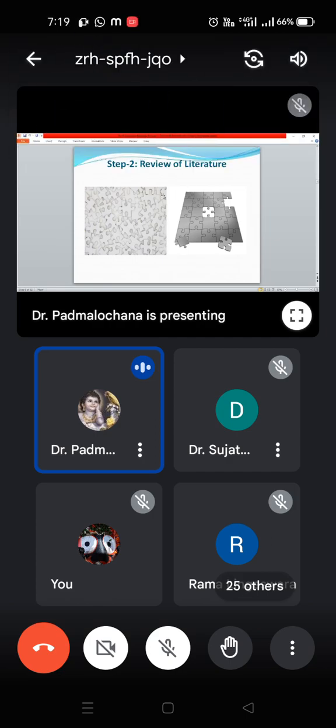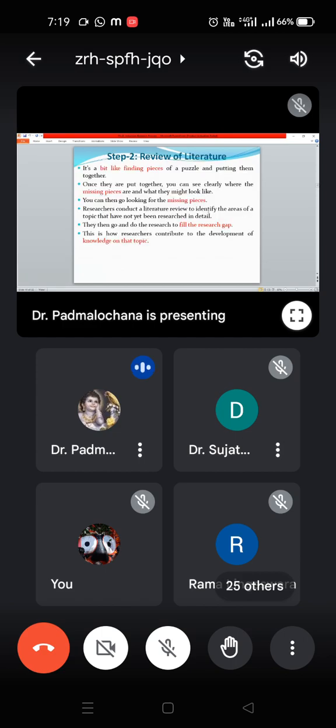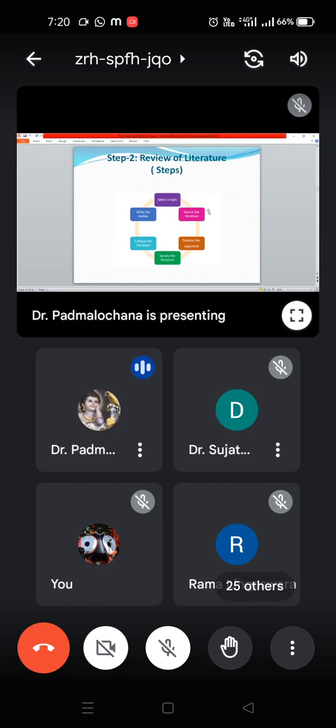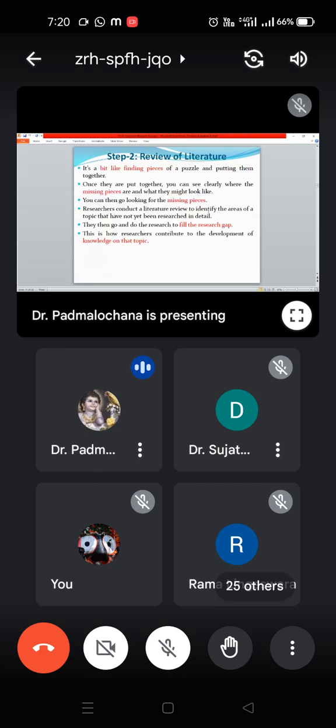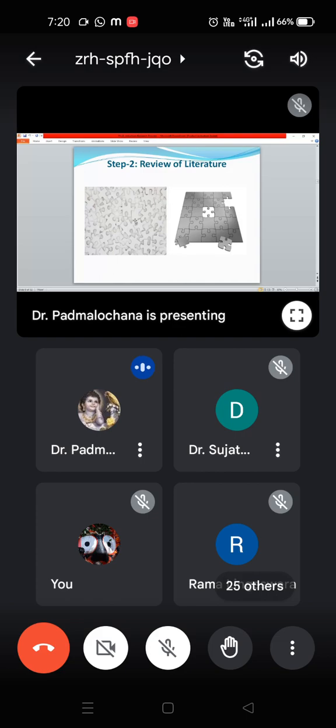I mean, these are the puzzles. You see the left side picture, it shows puzzles. This is the gap you are telling. Okay, you are 100% correct. The literature review is very, very important. It means you have to understand the puzzles, putting them into a particular order so that it makes sense. You see, these are randomly put here and there. It doesn't make any sense.